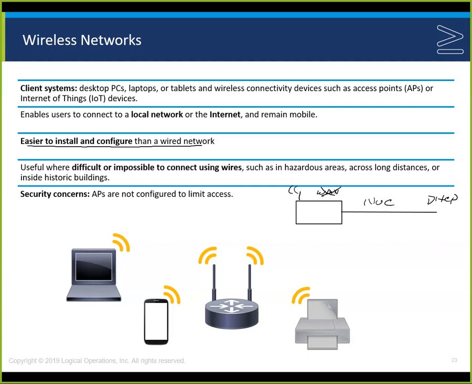Wireless, as we know, is not nearly as secure as wired, because where does it go? Everywhere. But it enables users to connect to the local network or the internet and remain mobile. We can move around. You may be using wireless at home. I'm using a wired connection, but use wireless in the house. Use it for the tablets. Use it for the phones. To do these things, we can remain mobile.